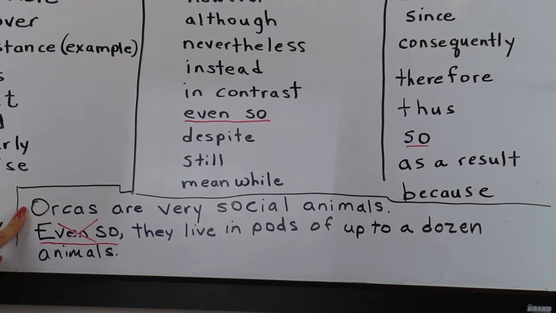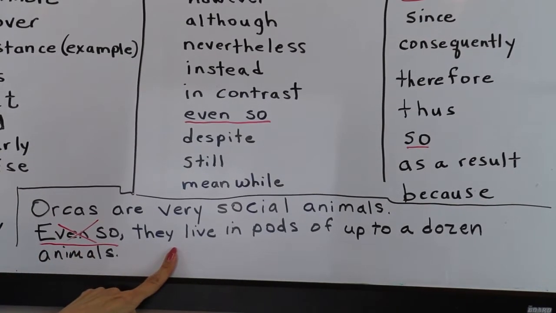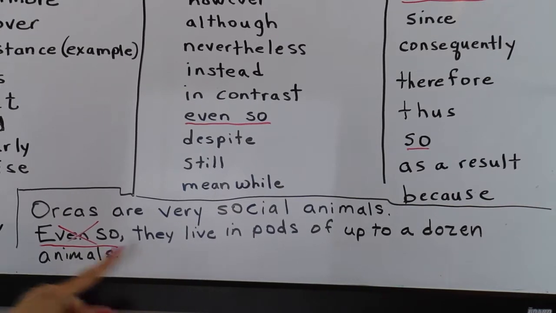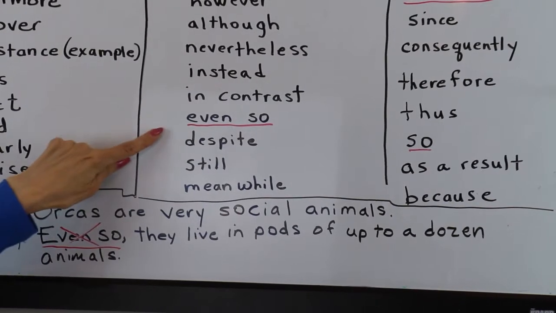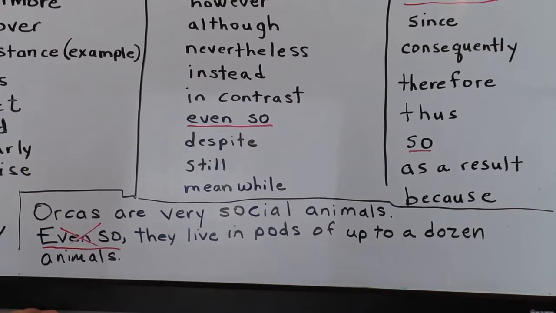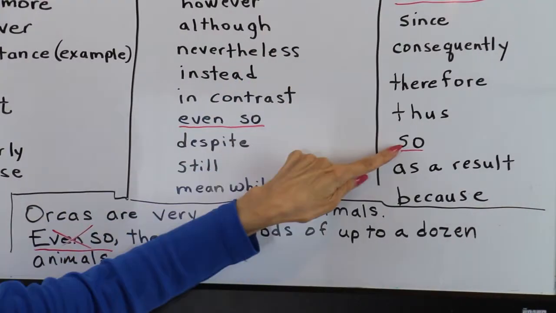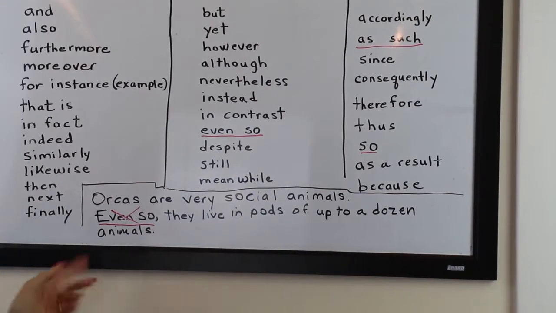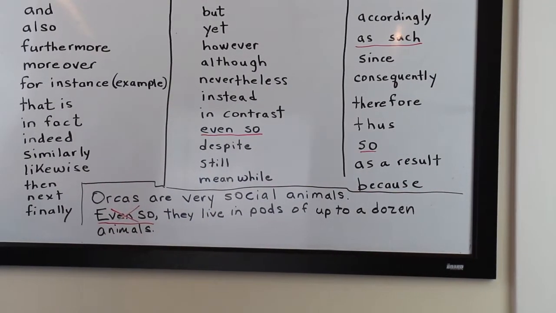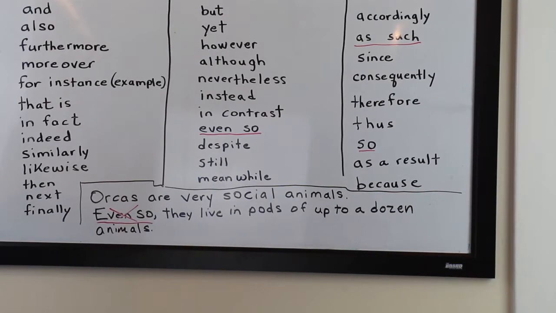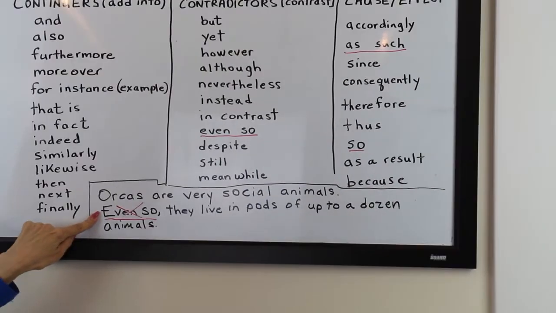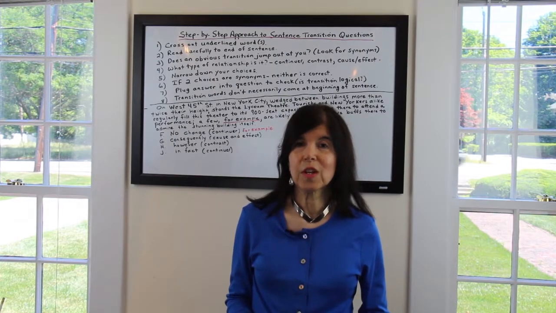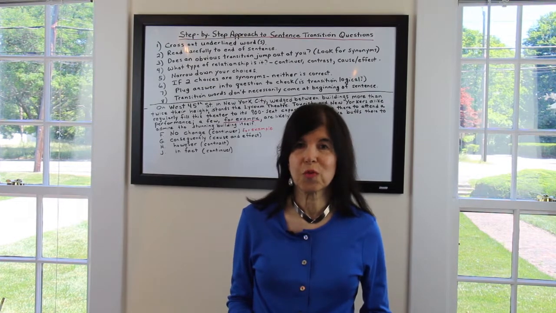Orcas are very social animals. They live in pods of up to a dozen animals. We need a transition that's a logical transition. Now, even so is a contradictor. We don't need a contradictor. We need cause and effect, something like as such or so, which would make sense. Orcas are very social animals, so, or as such, they live in pods of up to a dozen animals. That's a logical transition. Now let's dig a little deeper and look at a step-by-step approach to sentence transition questions.